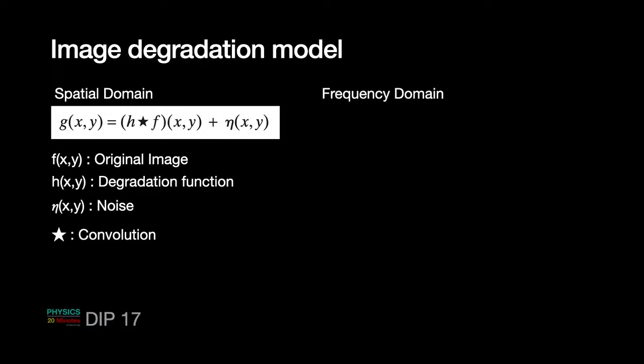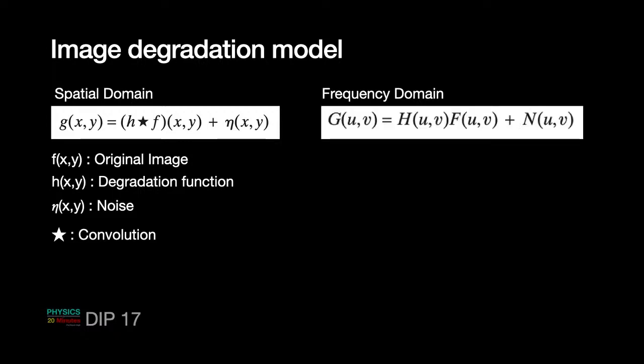The same thing can be written in frequency domain. We have already seen the frequency domain or the Fourier domain in the last to last class. So f of xy, its frequency domain is F of uv. H of xy, its frequency domain is capital H of uv. We have seen these filters: step, low pass, high pass, band pass, notch.